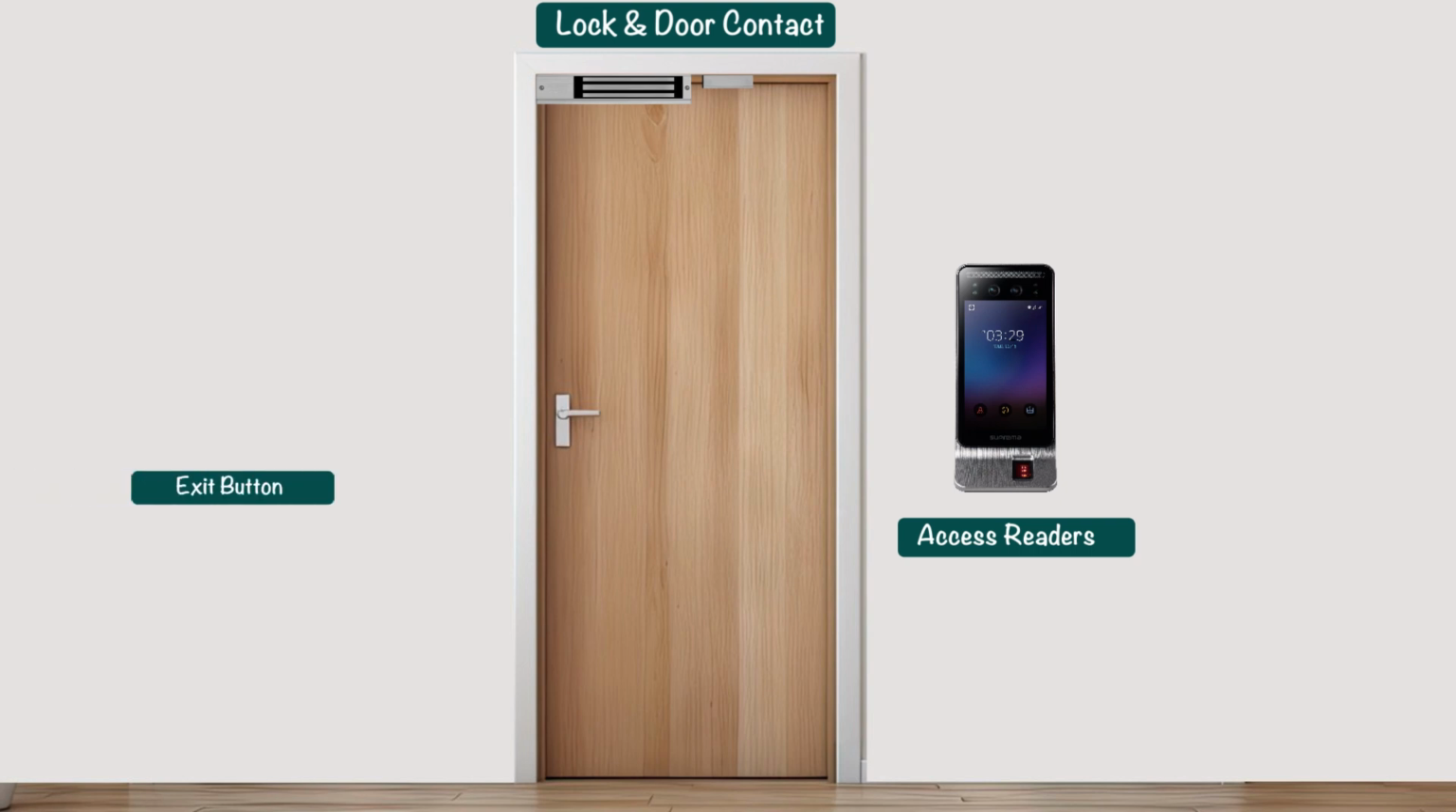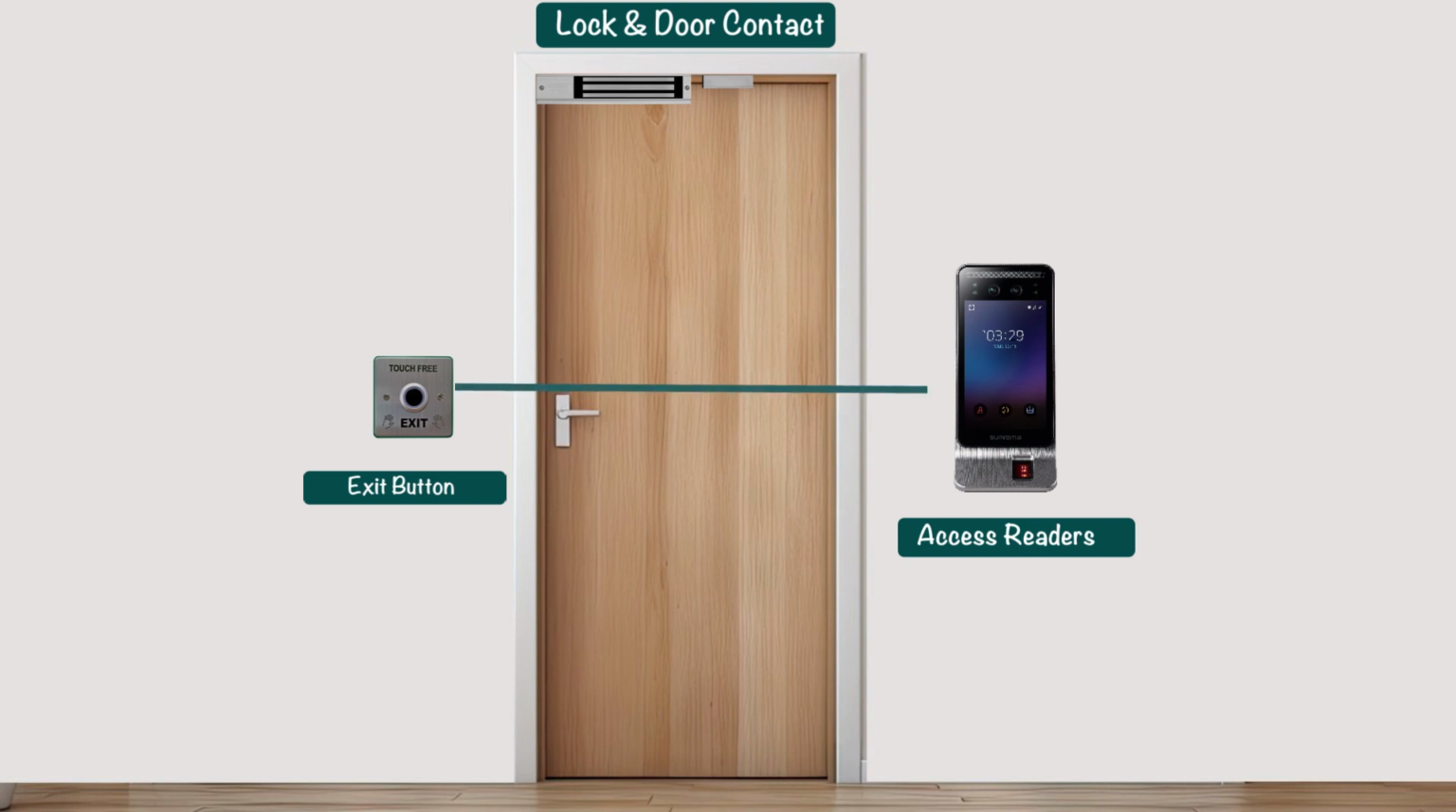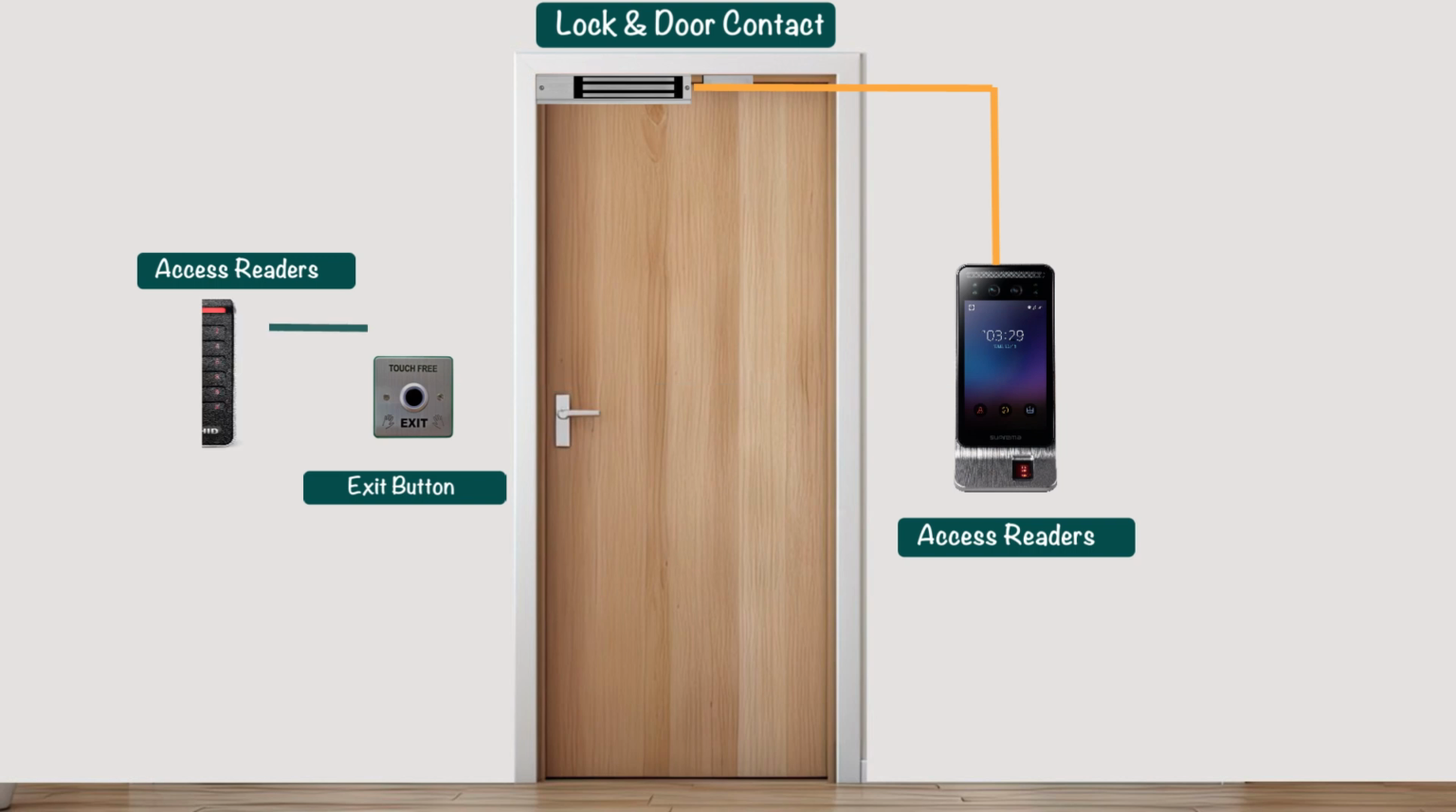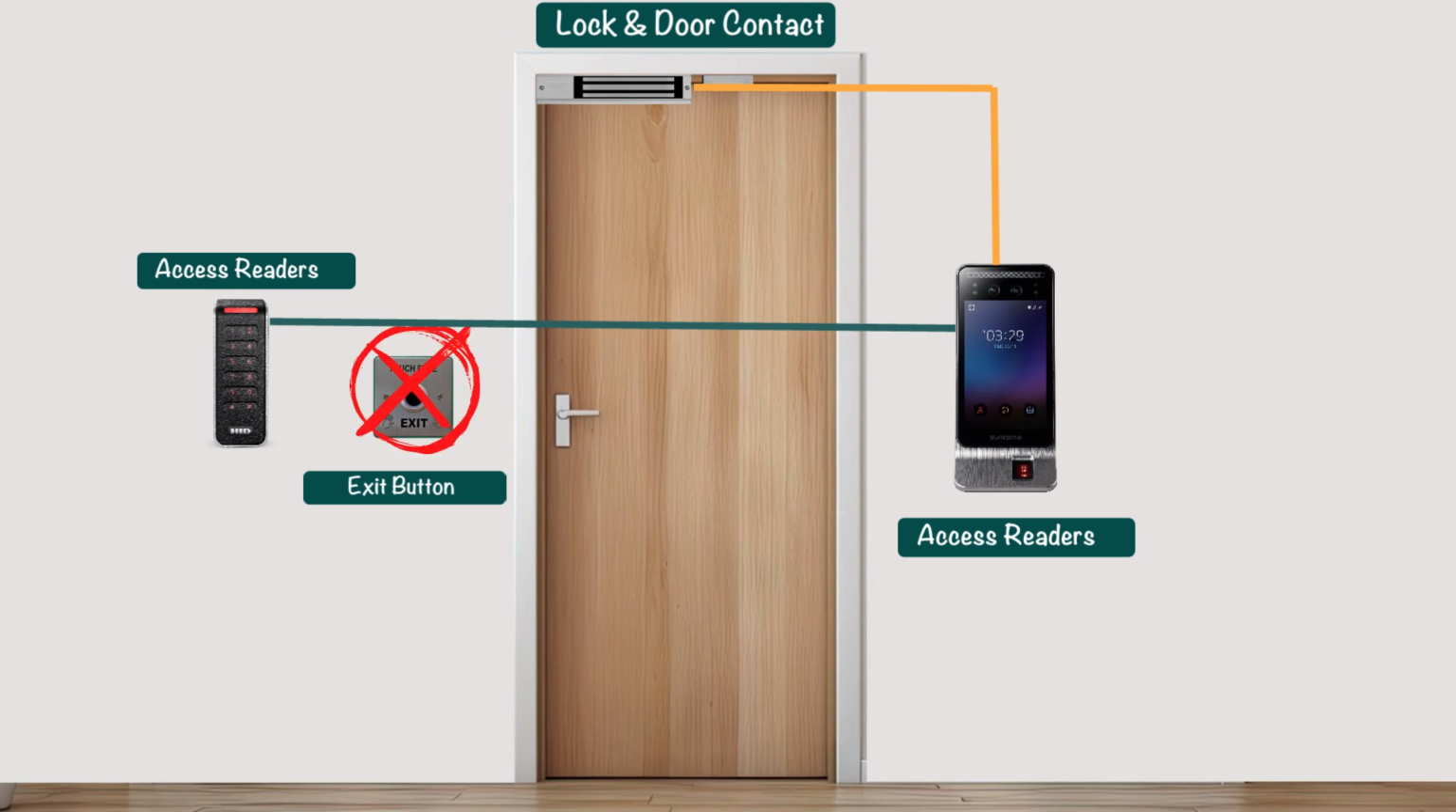So next is the exit button. This exit button is often called REX and is also known as a request to exit button. It is installed at the exit side of the door and it allows the user to unlock the door by pressing the button or by waving on it, depending on the feature of the REX. In some cases, readers are installed on both sides of the doors for enhanced security, and in that case this REX may not be required. While exiting the door, the user needs to present their credential such as face, finger, card or PIN.